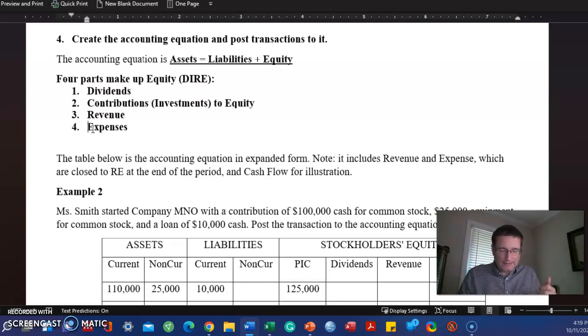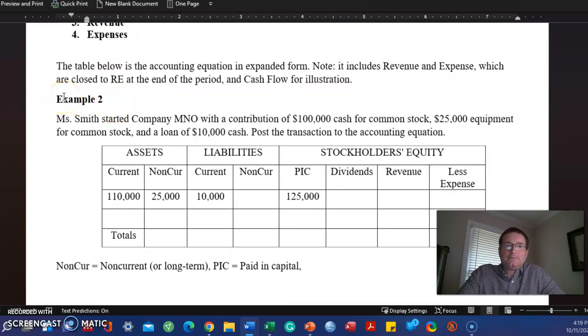So Dyer, again, what are the component parts of equity? Dyer: dividend, investment, revenue, expenses. They make equity increase or decrease. Dividends make it go down. Contributions make it go up. Revenue makes equity go up. And expenses make equity go down.